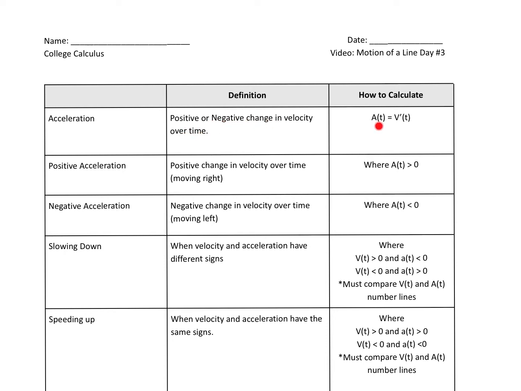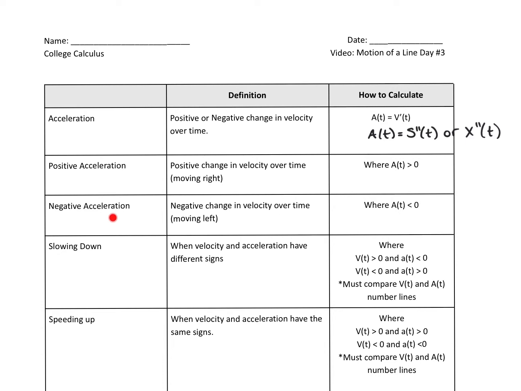And the acceleration is defined as the derivative of the velocity or the second derivative of the standard position. And remember that standard position can be written with the x or the s. Now, if you have positive acceleration, that just means you're moving in a positive direction, moving right, and you have a positive change in velocity over time. This happens when the acceleration is greater than 0.